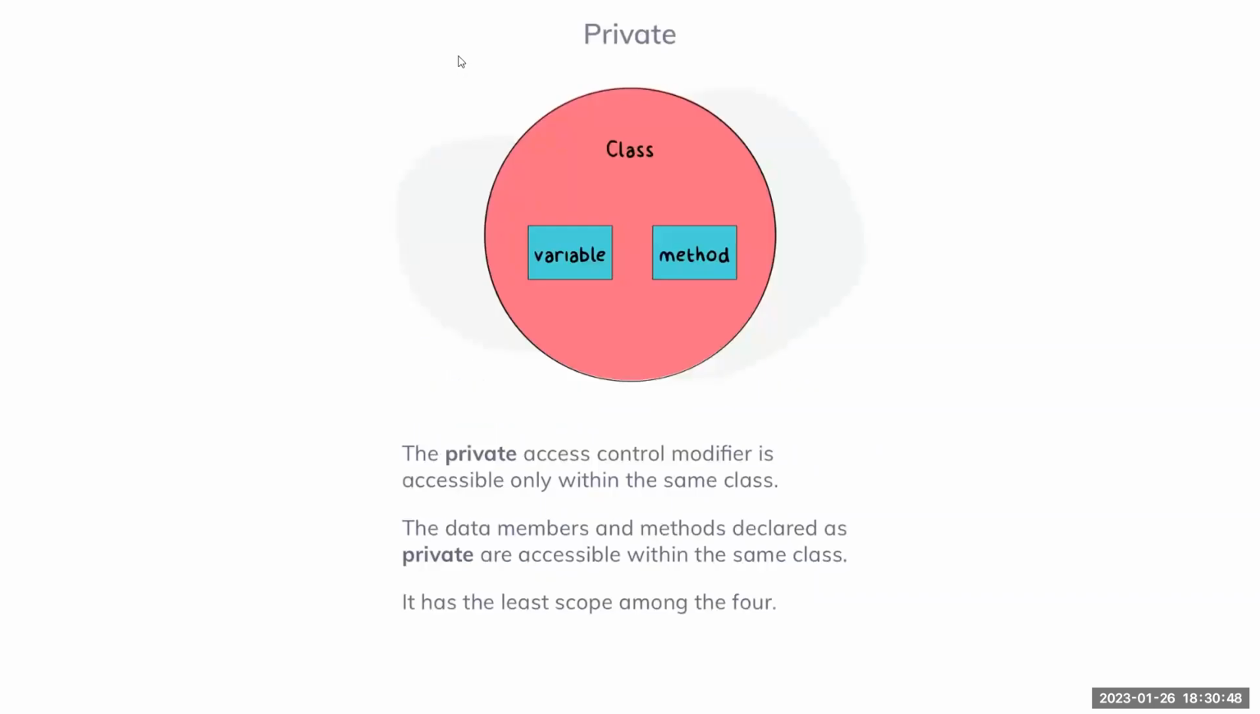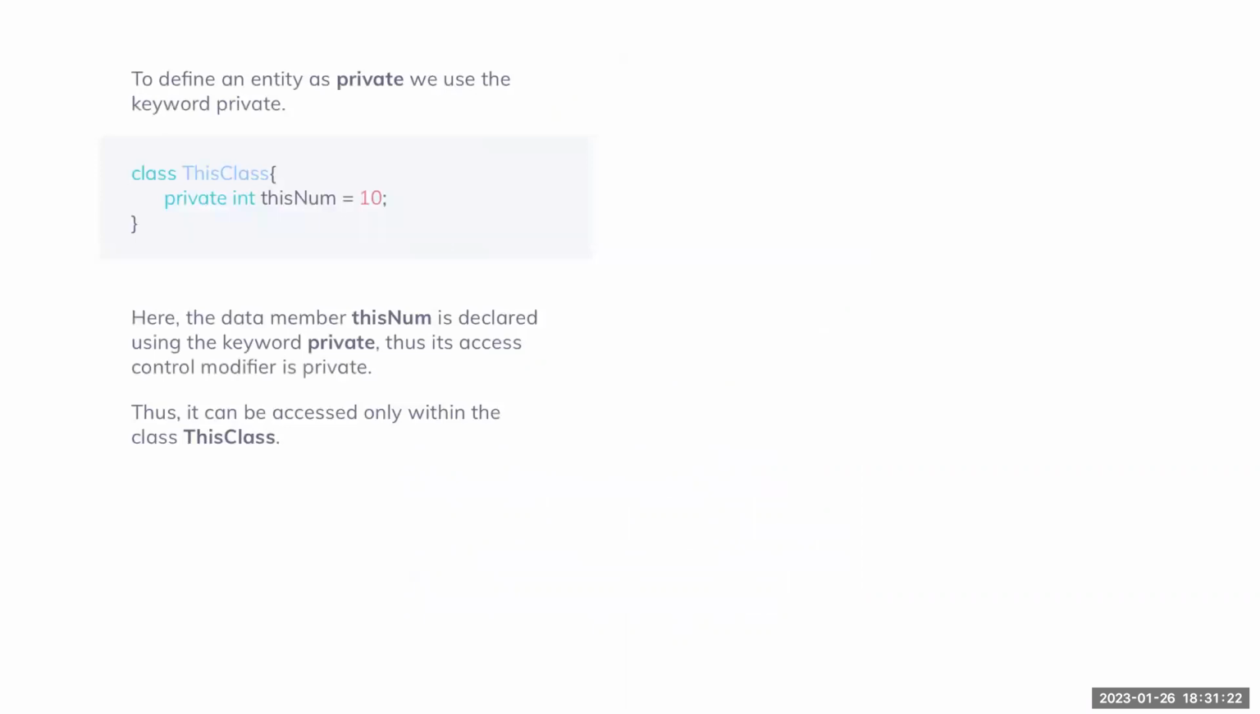Okay, now private. Private is something you can define only within the class. The data members and methods declared as private are not accessible outside of the class, so they can only be accessed within the class. This is the access specifier which has a very limited scope. Among the four, it has the least scope.